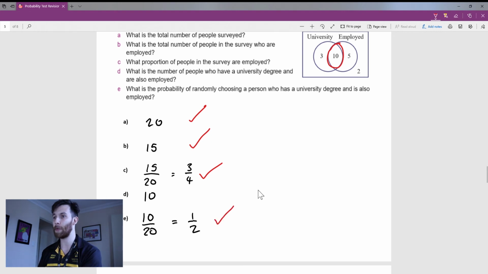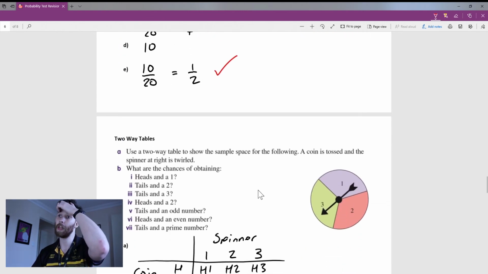So 10 out of 20, which then simplifies to 1 over 2. So remember that the word "and" means that they've got to belong to both of them. If the question had said how many people went to university or are employed, we could add all of the people together in both sets like this. We could have the 3 people that just went to uni, the 10 who went to uni who are employed, and the 5 who are employed but didn't go to uni. If we were doing "or", we'd use all 3, but because we're looking at "and" for this question, we're only interested in the intersection for that one.